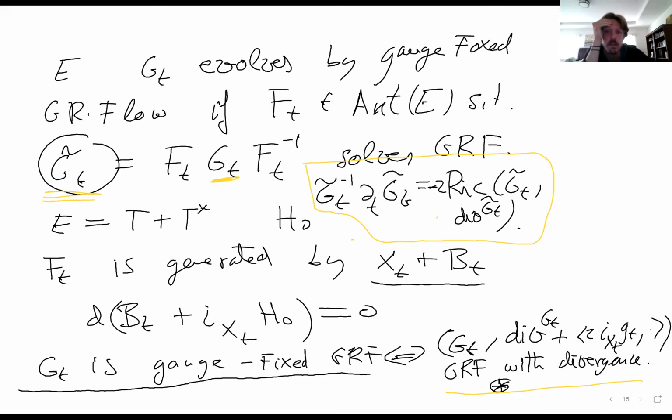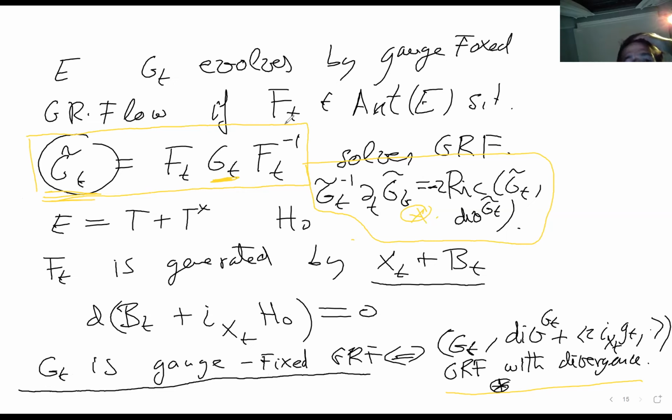Yes, I think I understand. Maybe I still am not totally sure what the last equivalence is saying. Yeah, what I mean is that GT is a solution of gauge fixed generalized Ricci flow, it means that this equation is satisfied, where G tilde is defined by this identity. So the statement is, if GT is such that there exists a one-parameter family of automorphisms such that its push forward satisfies generalized Ricci flow, then this occurs if and only if this generalized metric with this particular divergence satisfies generalized Ricci flow with divergence.